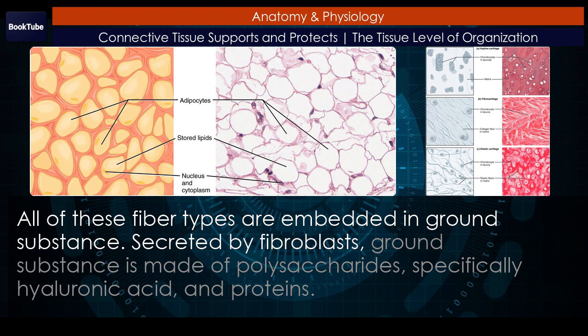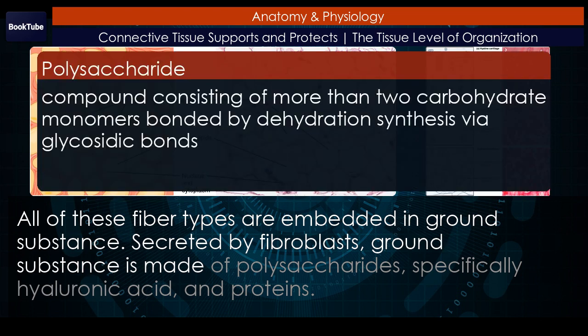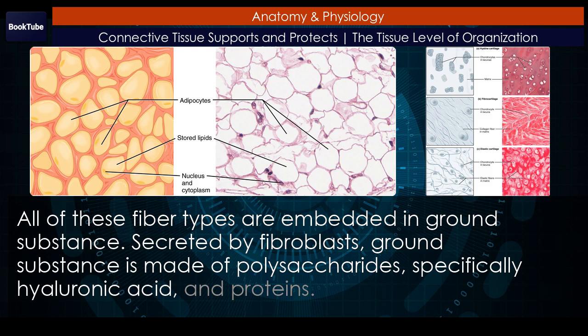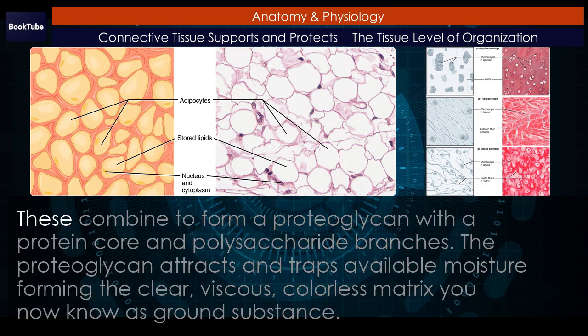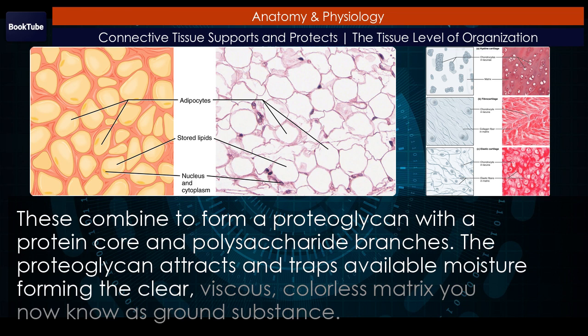Ground substance is made of polysaccharides, specifically hyaluronic acid, and proteins. These combine to form a proteoglycan with a protein core and polysaccharide branches. The proteoglycan attracts and traps available moisture, forming the clear, viscous, colorless matrix you now know as ground substance.